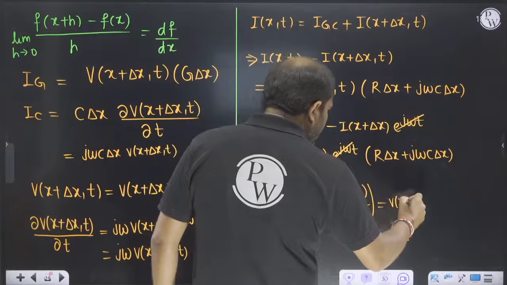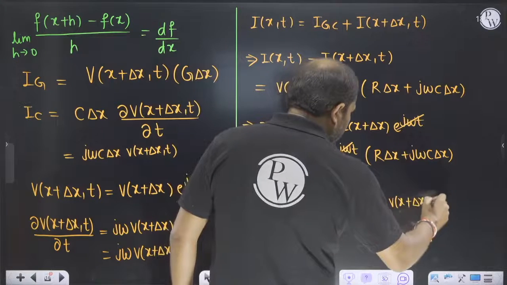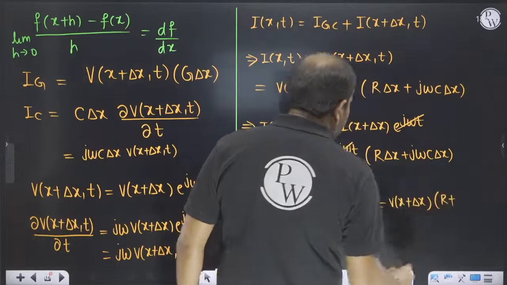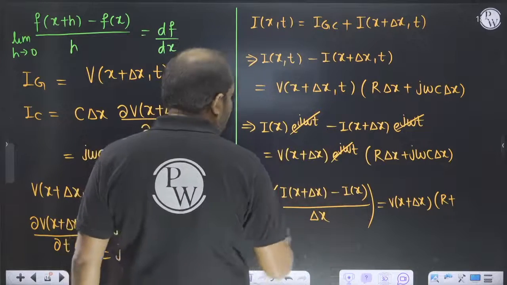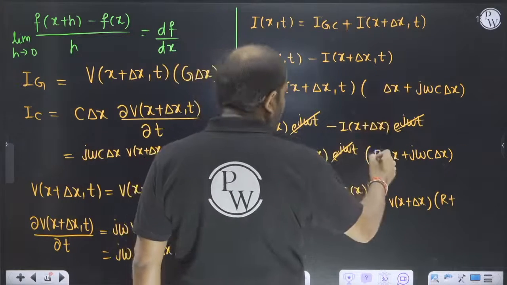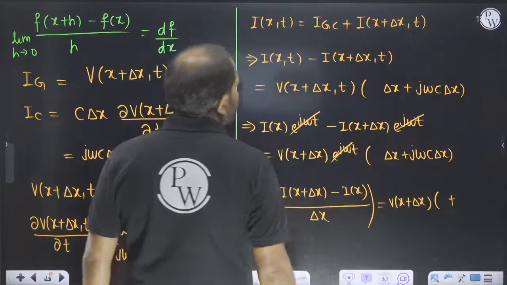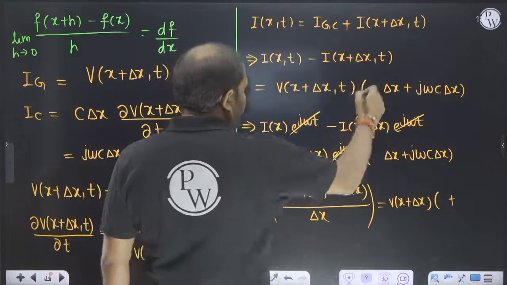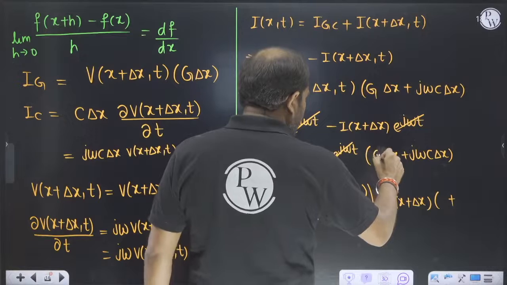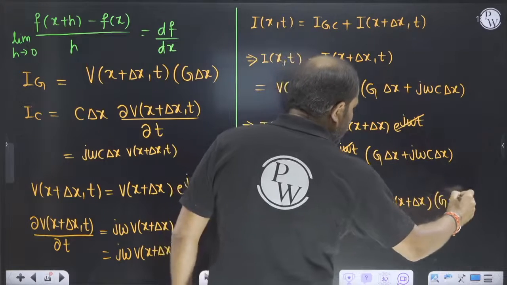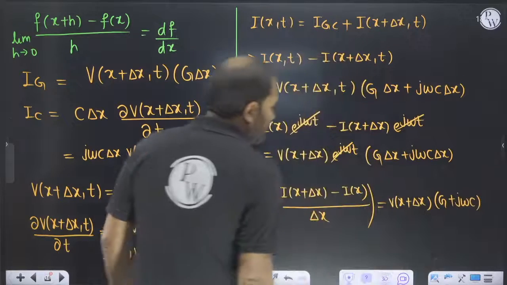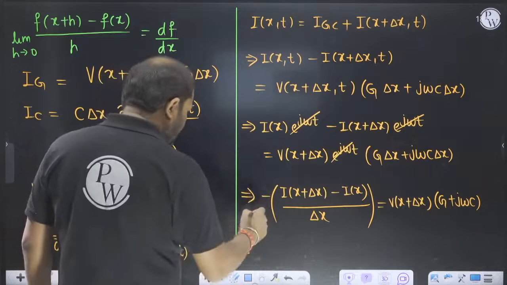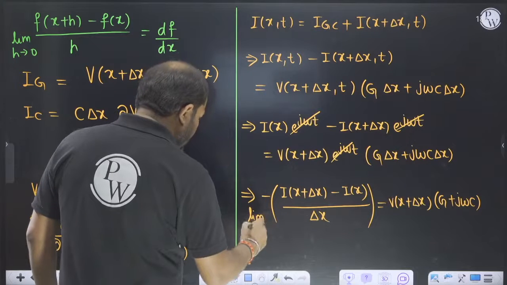is equal to Vx plus delta x into R plus j omega C, sorry, G plus j omega C. This one is G plus j omega C. So I will apply the limit delta x tends to 0.